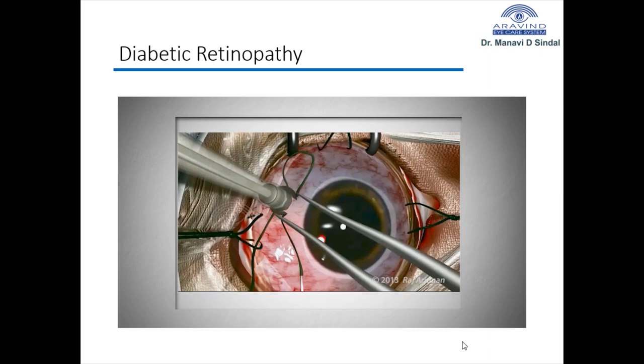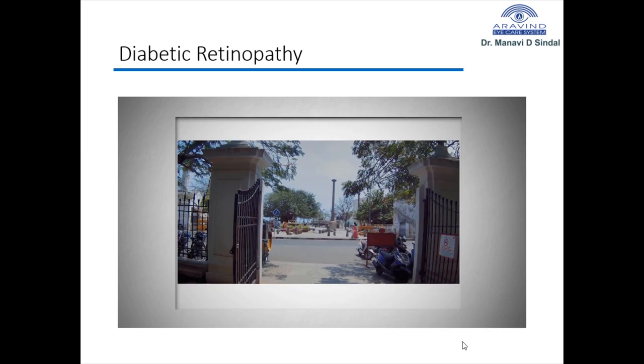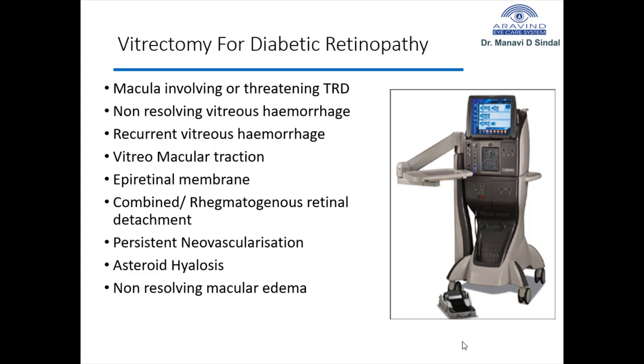So that brings us to vitrectomy for diabetic retinopathy. So when the diabetic damage to the retina becomes advanced, leading to tractional retinal detachment, which is involving the center part, or non-resolving vitreous hemorrhage mainly, we need to do surgery.